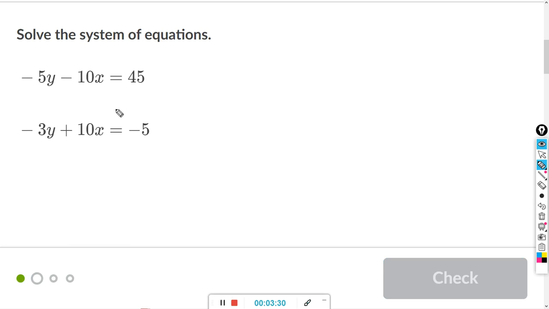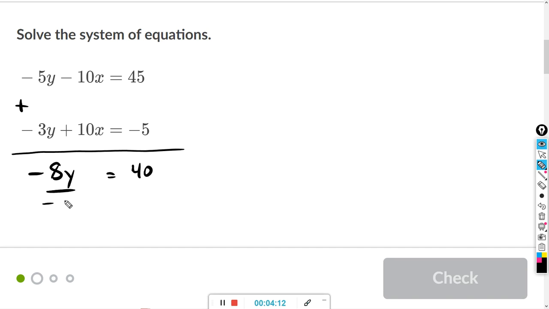So once again, we have our two equations. Okay, notice the coefficients with the x variable. We have a negative 10 and a positive 10. So if we add these two equations, these terms will drop out. So adding these two equations, 5y plus negative 3y is going to give us negative 8y. Negative 10x plus positive 10x is 0. And 45 plus negative 5 is 40.